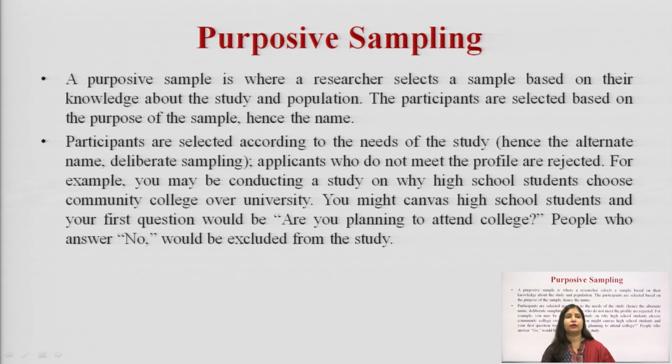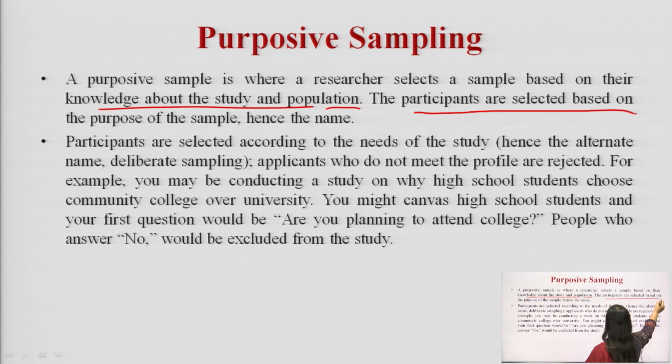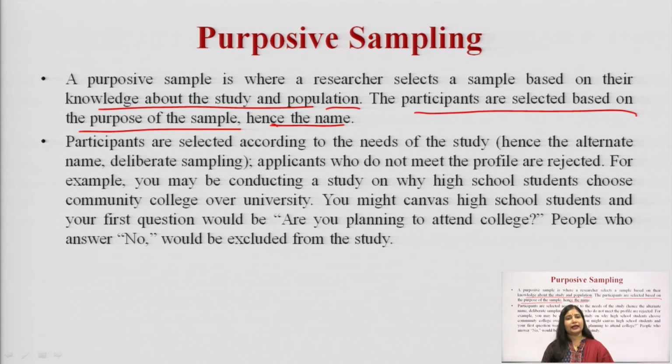Now we start with purposive sampling. Purposive sampling is where the researchers select the sample based on their knowledge about the study and population, and the participants are selected based on the purpose of the sample, hence the name. Here we select the sample on the basis of a certain purpose.